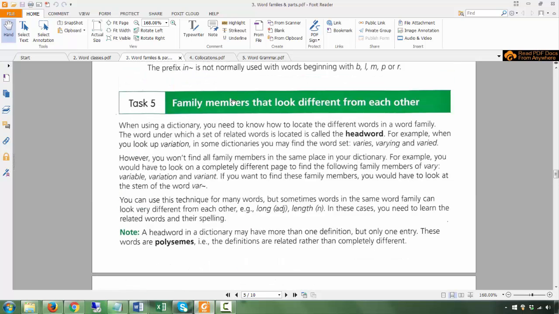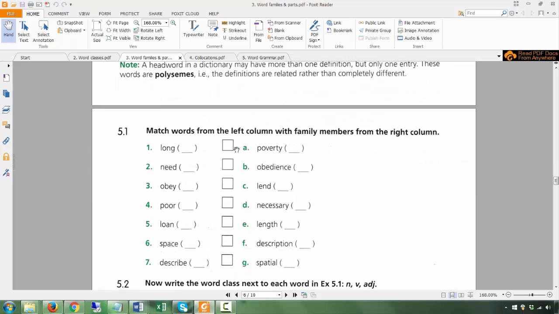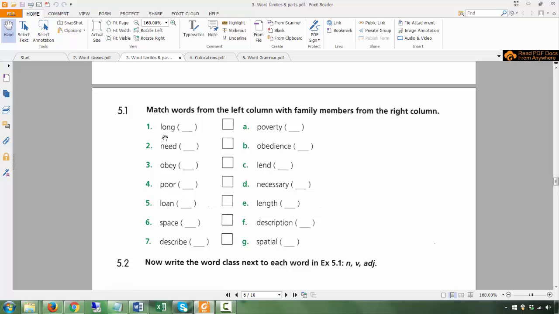Now, family members that look different from each other. If you look at long, this is related to length. They don't look very much the same, do they? In a sense, maybe you're so familiar with it. At least both of them start with the same letter, but they don't really look similar. So anyway, this is just to match it.